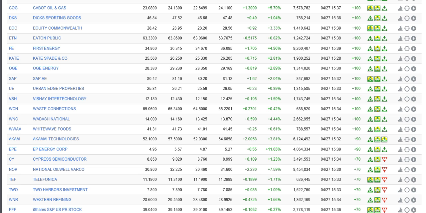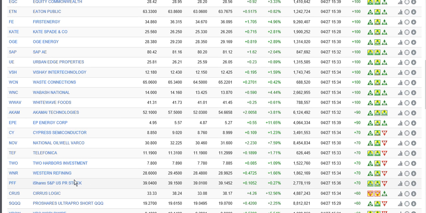Whenever I see an ETF, like for example, there's an ETF down here, the S&P US Preferred Stock, that one's come up on the radar, but the triangles are not all going in the same direction, so I'm probably not going to be interested in that.